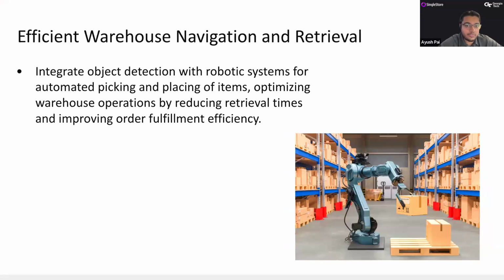So another one is efficient warehouse navigation and retrieval, right? And these are really greatly enhanced by integrating object detection with robotic systems. So the integration allows for sophisticated automated picking and placing of items, streamlining warehouse operations by significantly reducing the time it takes to retrieve items and enhancing the efficiency of order fulfillment processes.